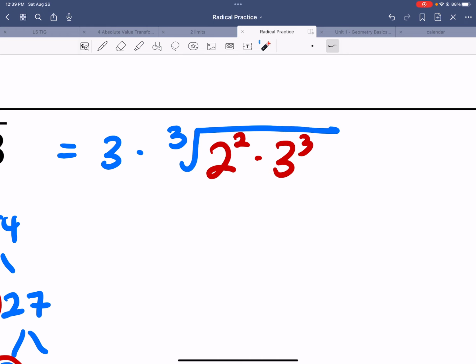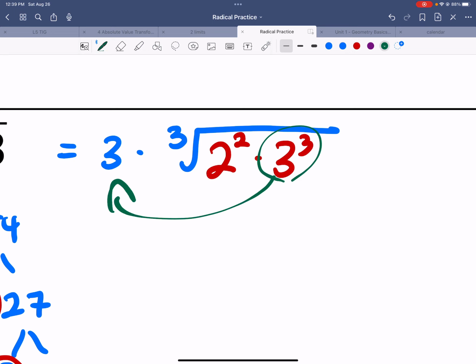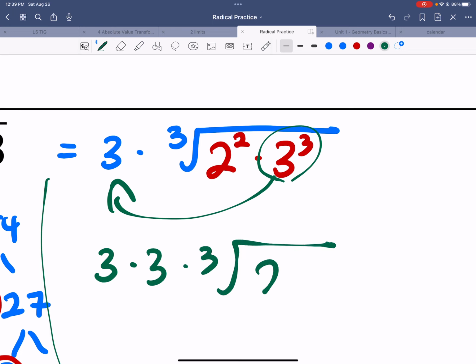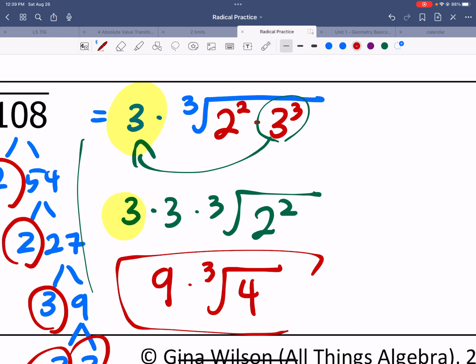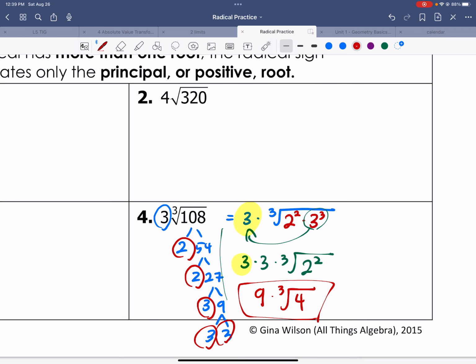How many 3s do I have? How many times can I take out? Only once, because I have exactly three 3s. So I will take this one out, which means I already have a 3 times 3. Since I take this one out, that's going to be 3, and instead of the cube root I have 2 squared. So watch this: this 3 is this 3, by the way. 3 times 3 is equal to 9, and the cube root of 2 squared is the cube root of 4. That's how you simplify. If you do not understand what I just did, make sure you replay the video, okay?